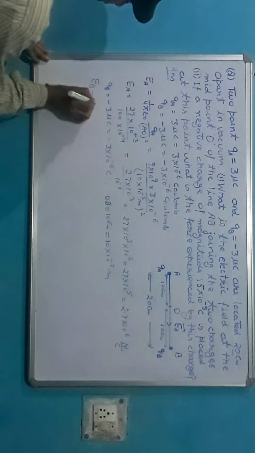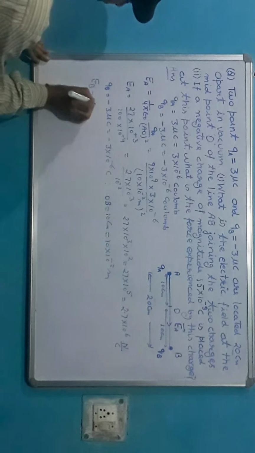So on applying the principle of superposition, we can easily calculate such a kind of problem. So what is the resultant electric field at point O? The resultant electric field at point O comes out to be 5.4 into 10 to the power 6 Newton per coulomb, and its direction is along OB. You can see from the diagram, EA and EB are acting along the same direction. That's why vectorially they get added. The magnitude is this one and direction is along OB. I hope that you have understood it well.